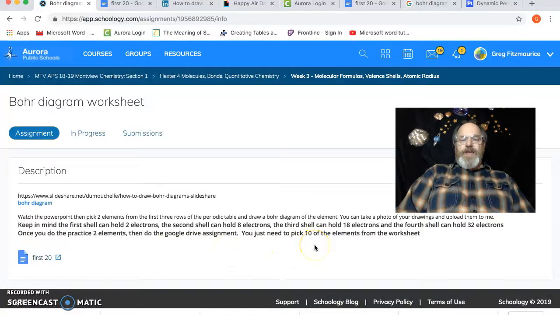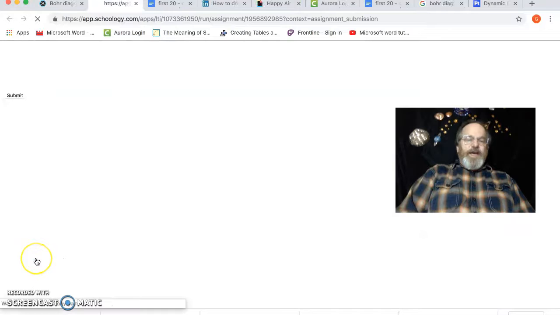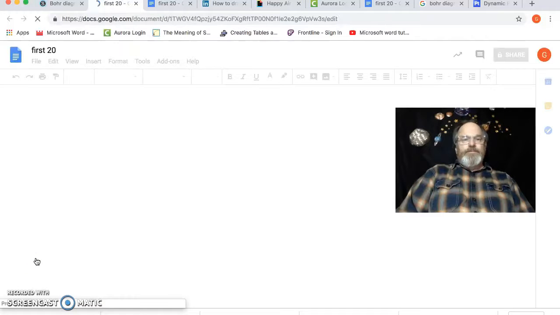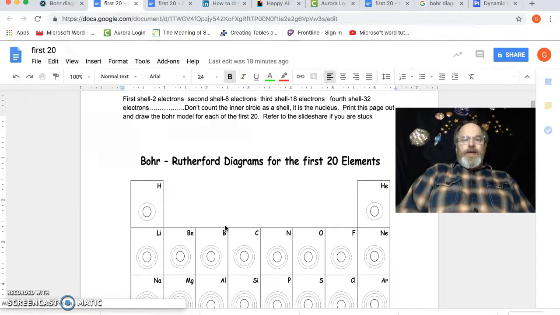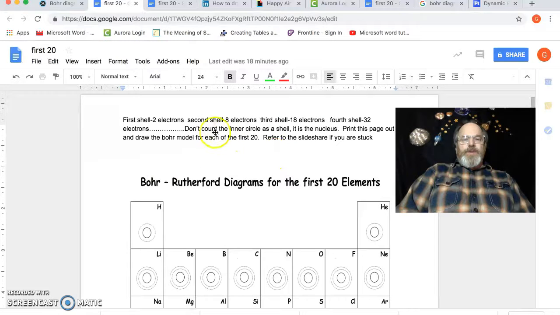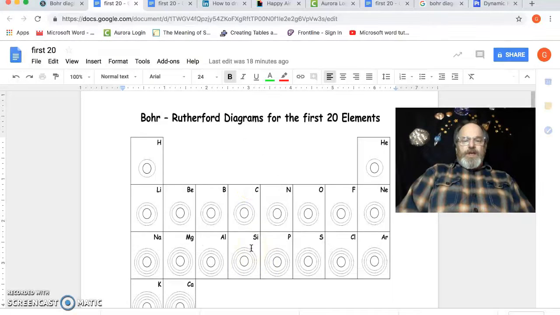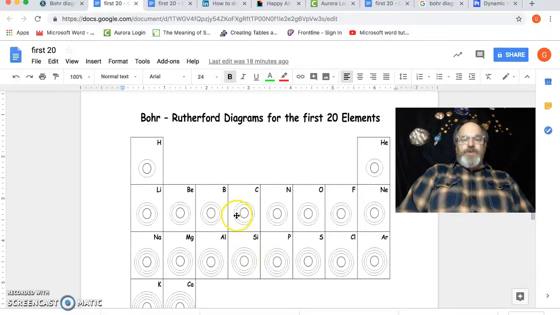You just need to pick 10 of the elements from the worksheet. So let's open this assignment. Just click on it. And I have a reminder of how many electrons can go in each shell. Do not count this little first circle as a shell to put electrons in, as they did in the slide share. That's the nucleus. Count the shell that's actually outside of the nucleus.